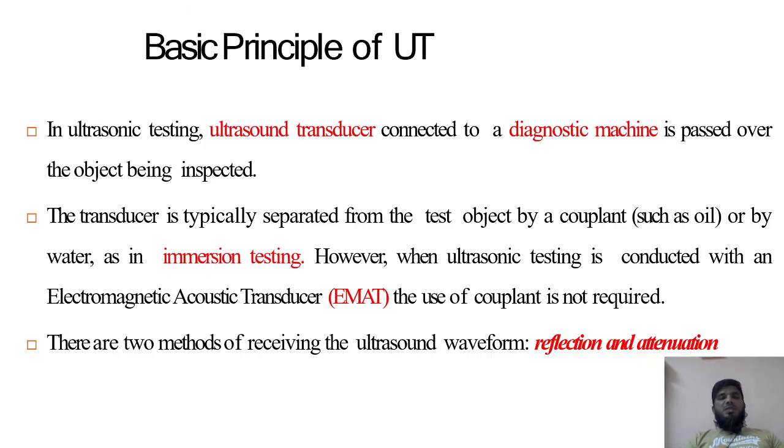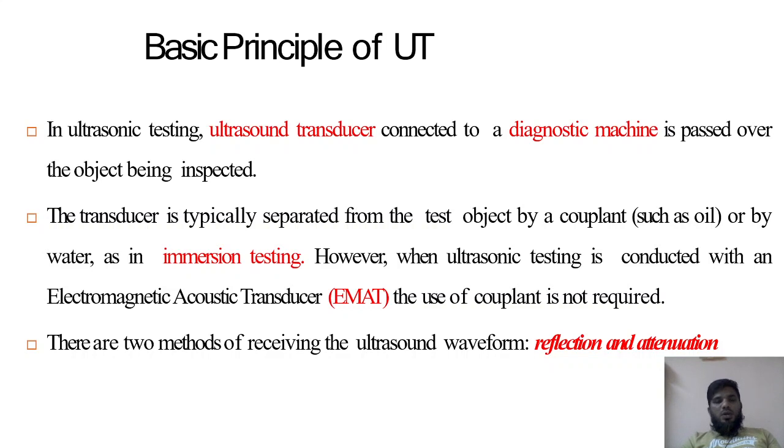Okay. So what is the basic principle of ultrasonic testing? Ultrasonic testing uses an ultrasonic transducer connected to a diagnostic machine, which is passed over the object being inspected. The transducer is typically separated from the test object by a couplant such as oil or water, or by immersion testing. However, ultrasonic testing can also be conducted with an electromagnetic acoustic transducer. What is this acoustic transducer? It senses the way the material behaves to the sound waves. The use of couplant is not required.